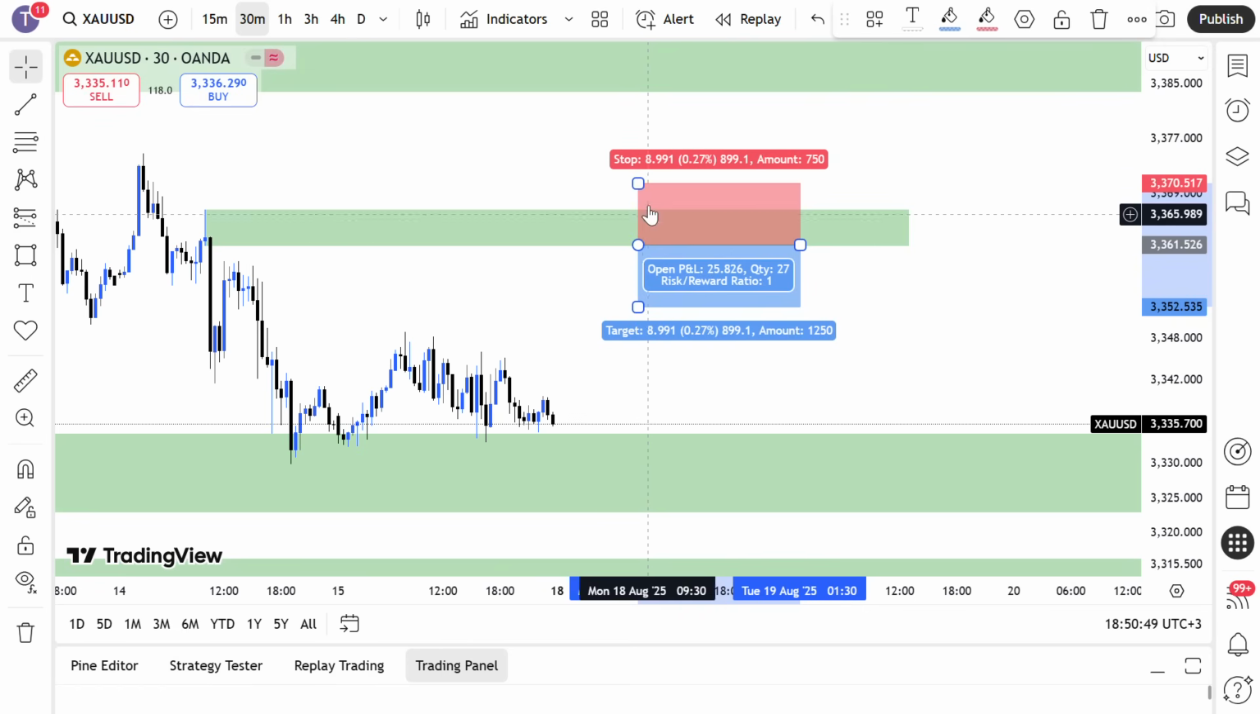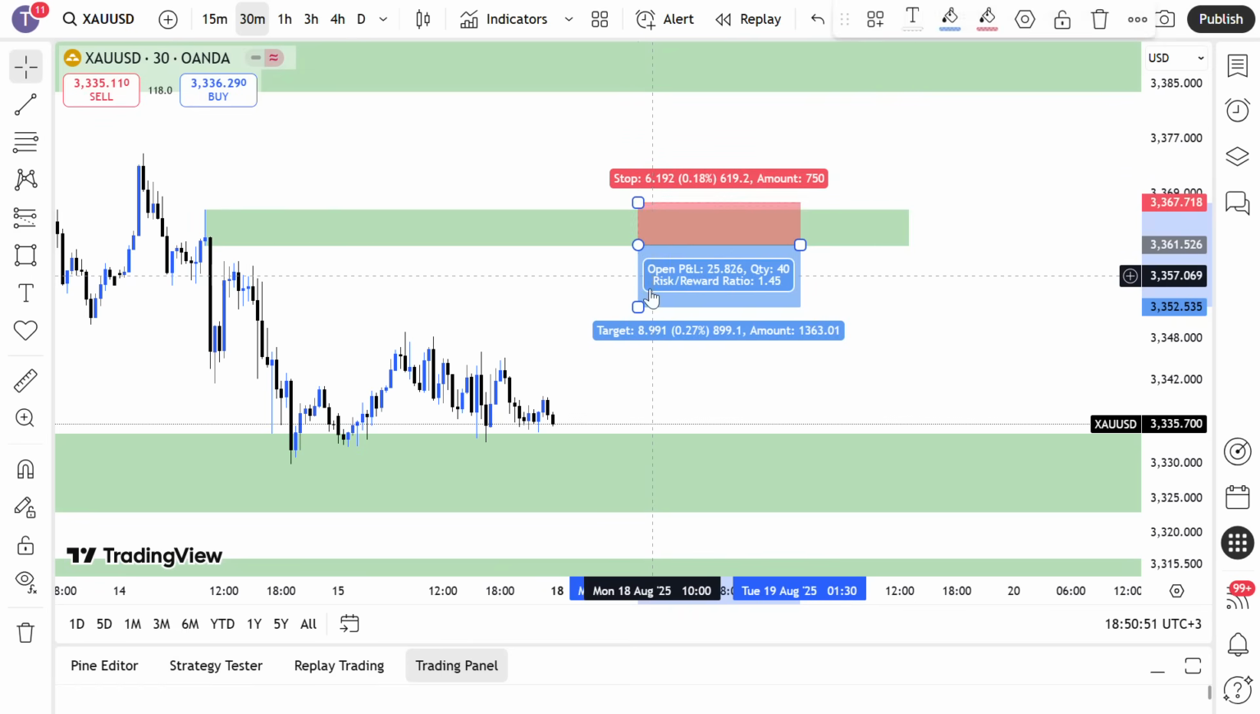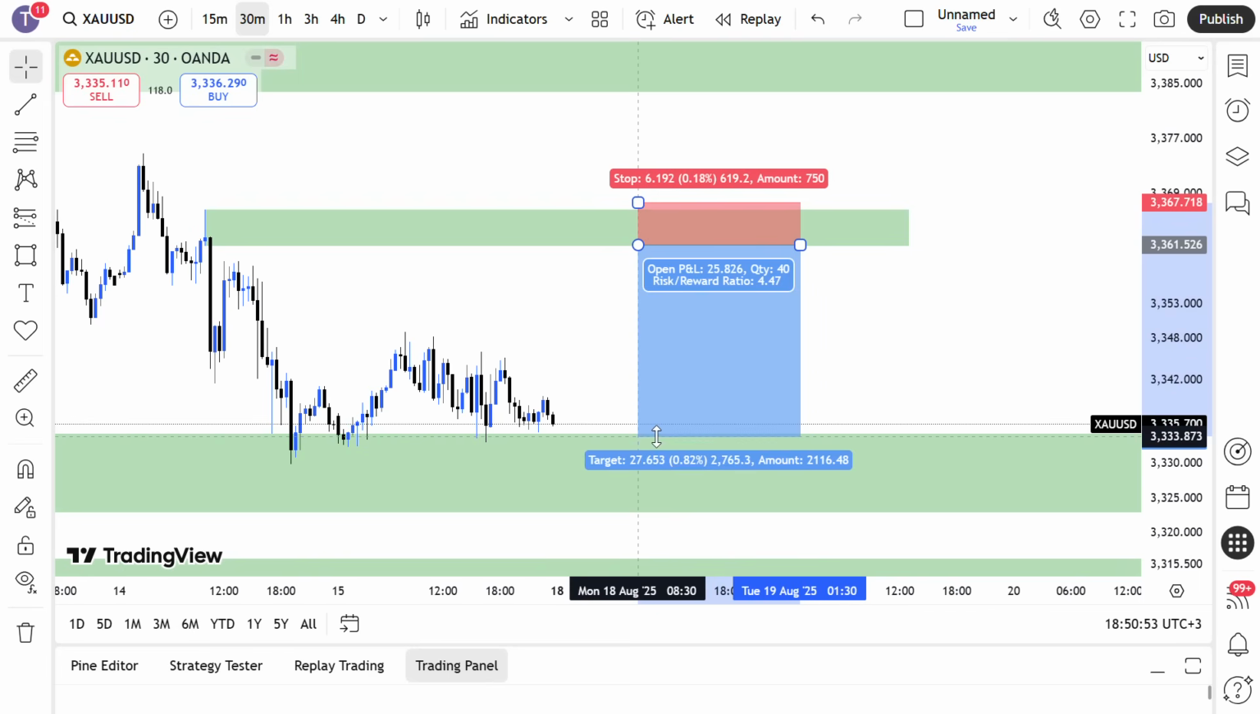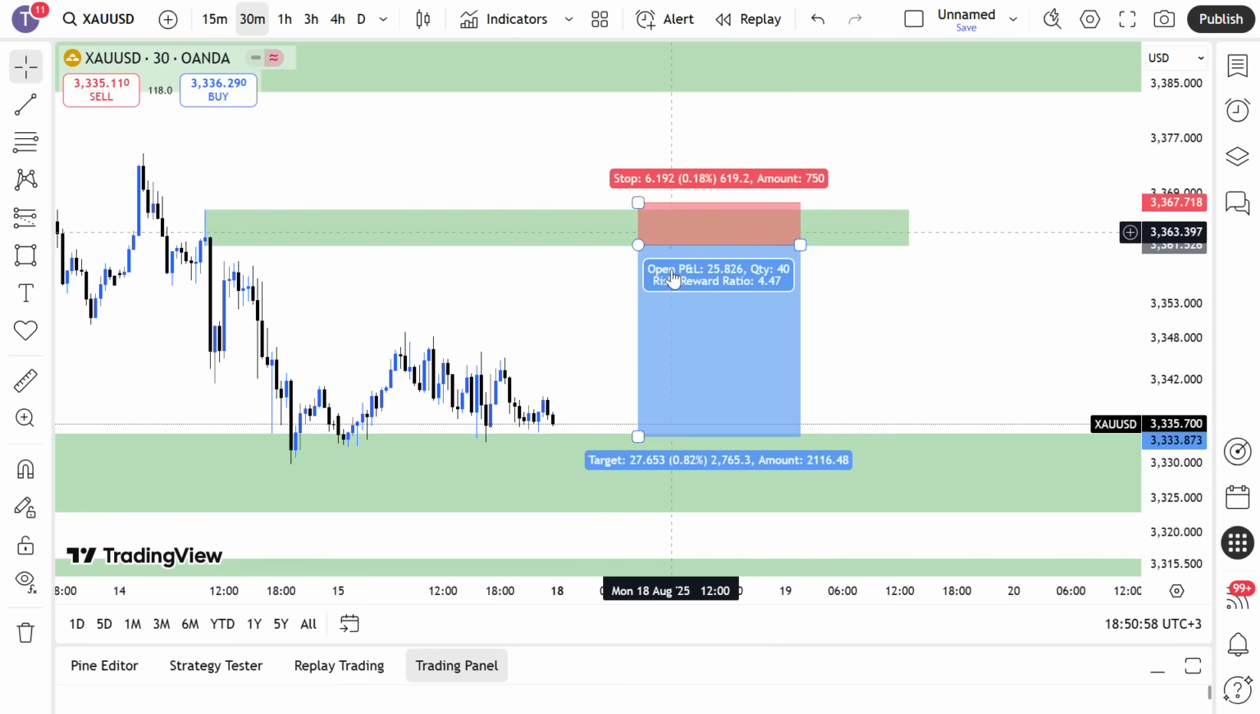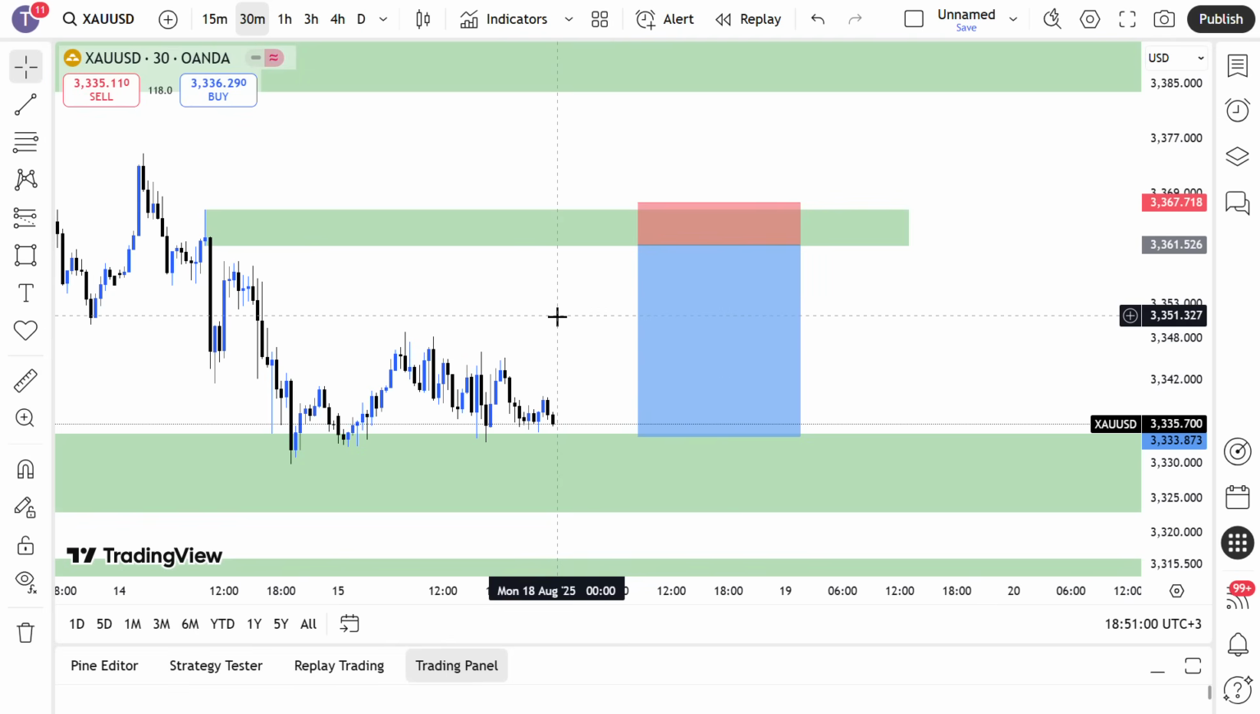Because on gold, I expect some sales. So if we get good entry confirmation from this area, we'll be looking for sales to the downside. So I think that is for gold.